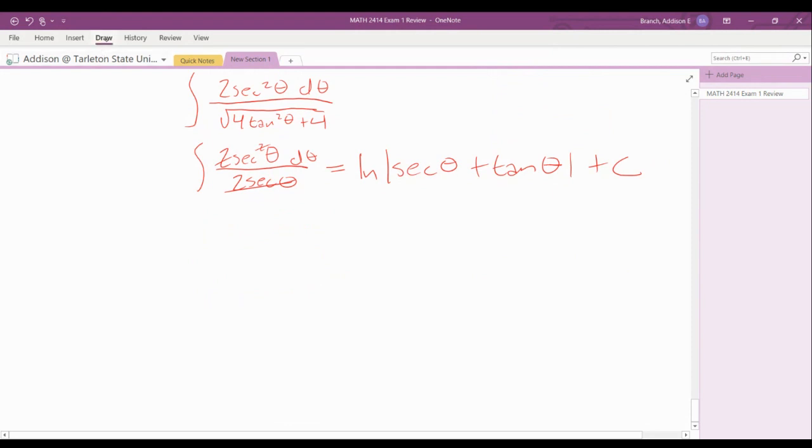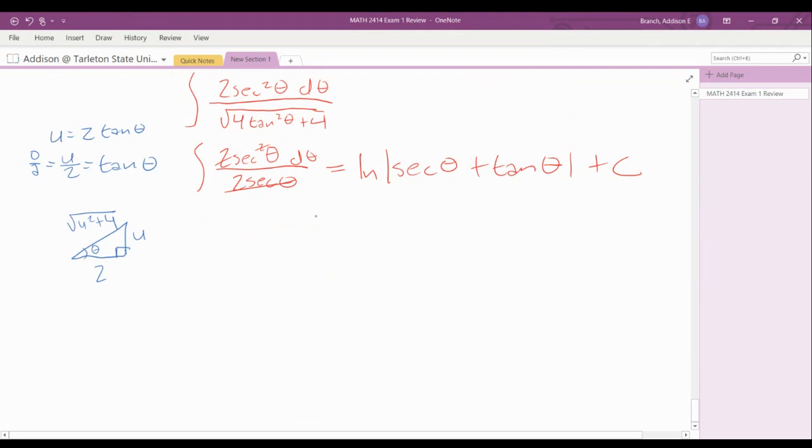So our last step would be now to go ahead and draw our right triangle. We said earlier that u is equal to 2 tangent of theta. Therefore, u over 2 is tangent of theta, which we know is equal to opposite over adjacent. So we have our u, our 2, and our square root of u squared plus 4.